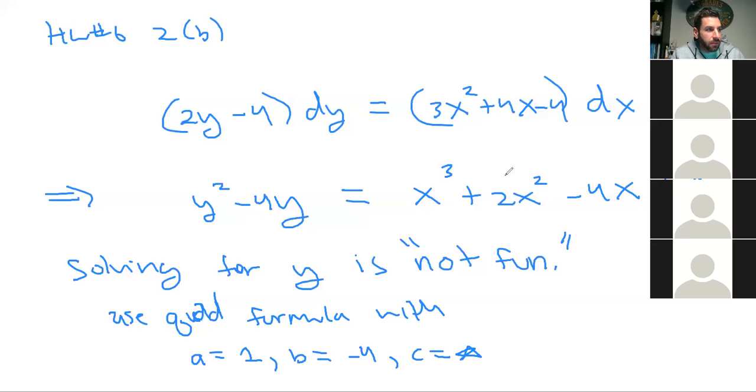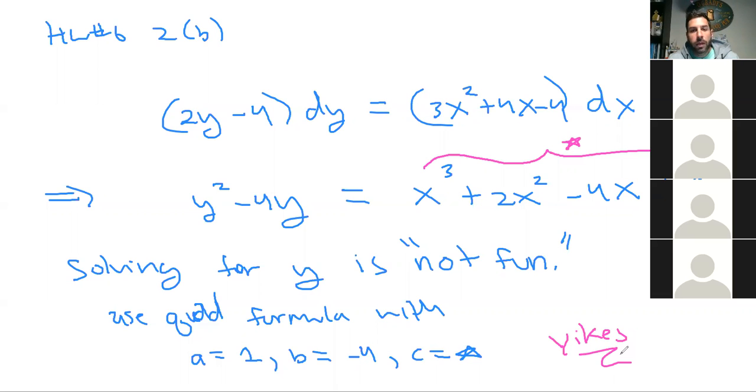This whole massive thing. Let me use a different color. And I'm not saying you have to do this, I'm just saying if you wanted to get an explicit solution. So this is star. The way I would tell you to think about this is, yikes, it's not fun. But you can leave it just as it is up there, y squared minus 4y. That's completely fine.